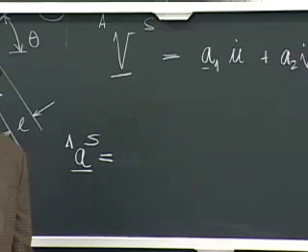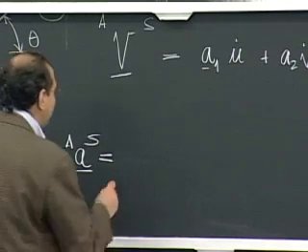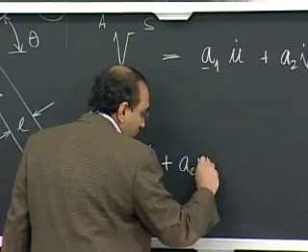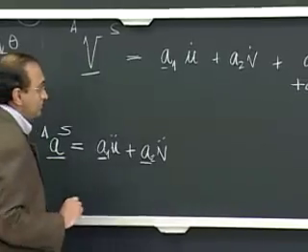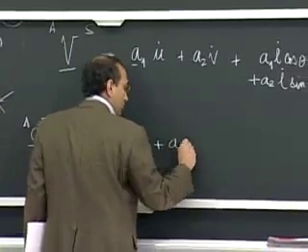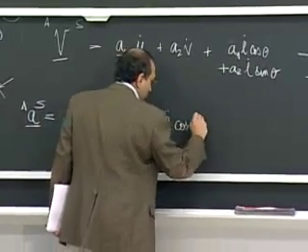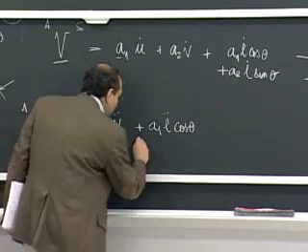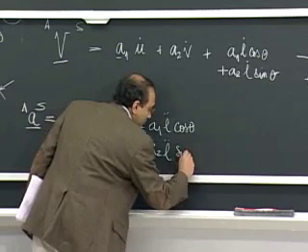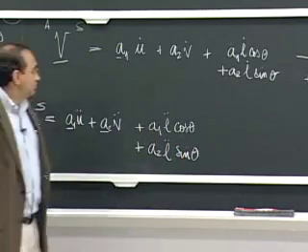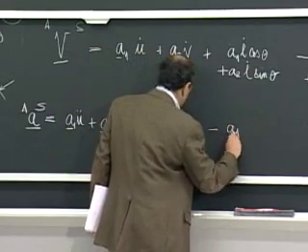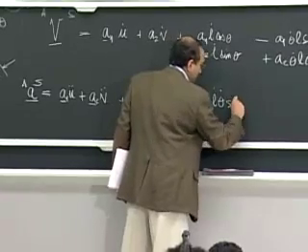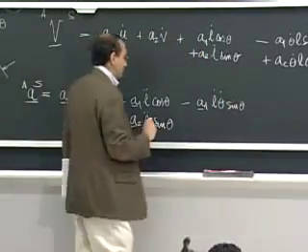I want you to break it up like that. And I know what it is in my head. All right, so A1 U double dot, and then add A2 V double dot. Plus A1 L double dot cosine theta. Any other L double dot terms? Okay, then A2 L double dot sine theta. Negative A1 L dot theta dot sine theta. A2 L dot theta dot cosine theta. Added.